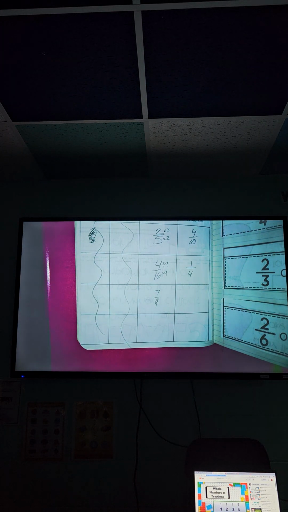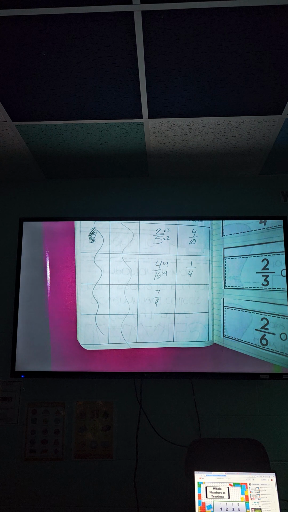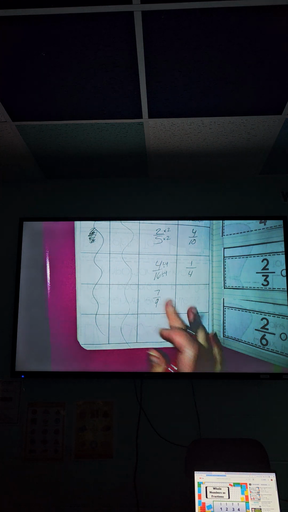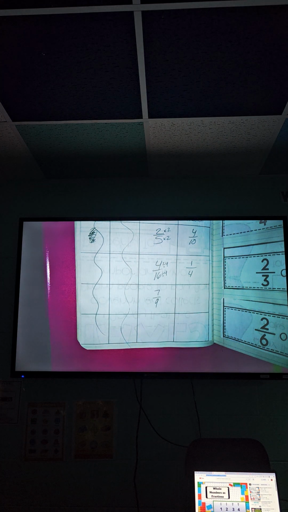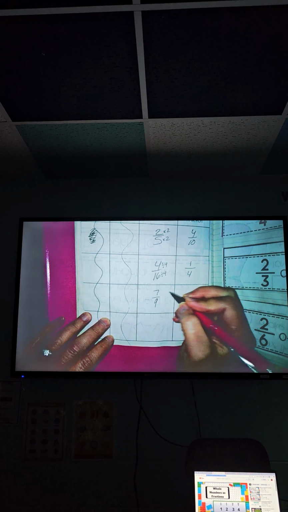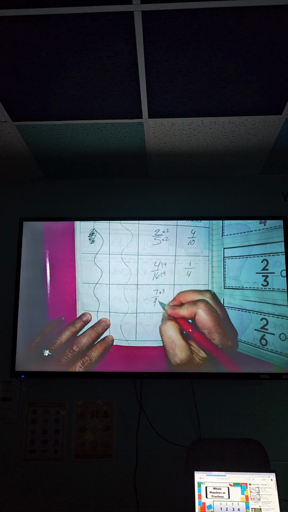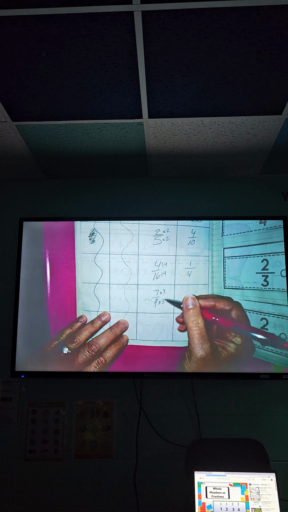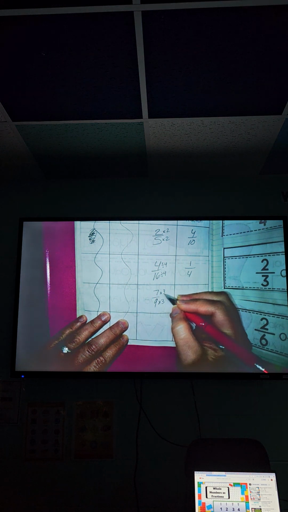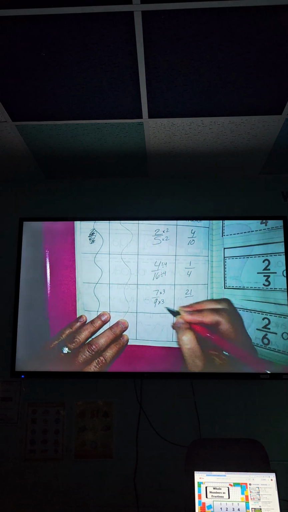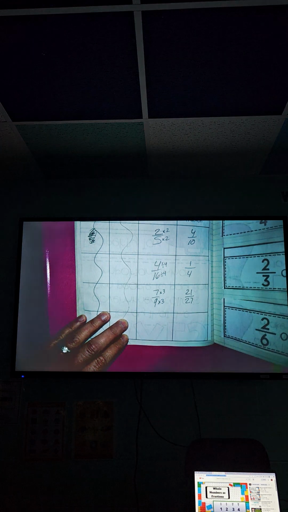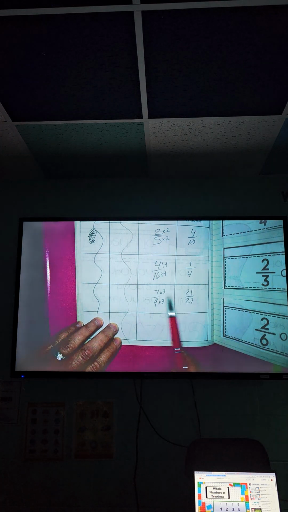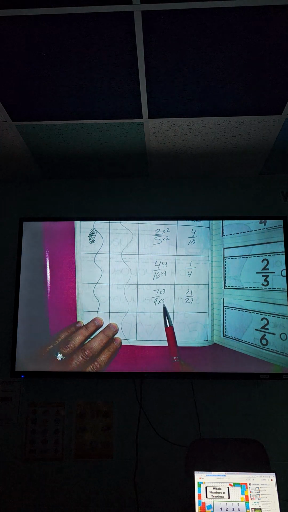7/9. Definitely not going to go any lower. Can't divide 7 by 9 or 9 by 7. So let's multiply by 3. Doesn't matter which number you multiply by as long as you do the same to the top and bottom. 7 times 3 is 21. 9 times 3 is 27. And you can check. 21 divided by 3 is 7. 27 divided by 3 is 9.